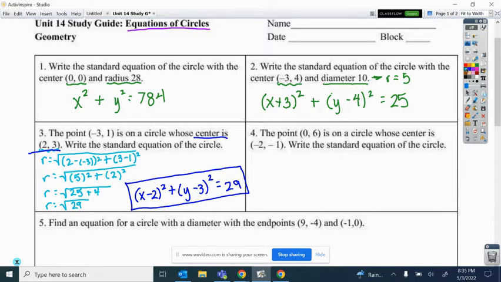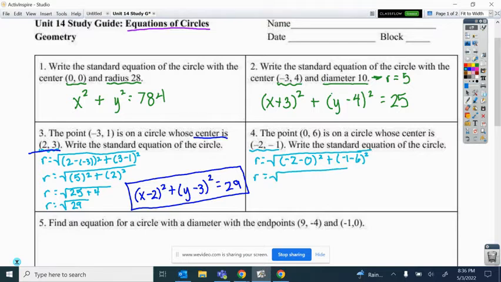Now into question number 4. Again, we've got the point at 0, 6 on the circle, and my center is at -2, -1. So similarly, again, we're going to have to find the radius for this. Set up your distance formula. So -2 minus 0 quantity squared plus then that -1 minus 6 quantity squared.